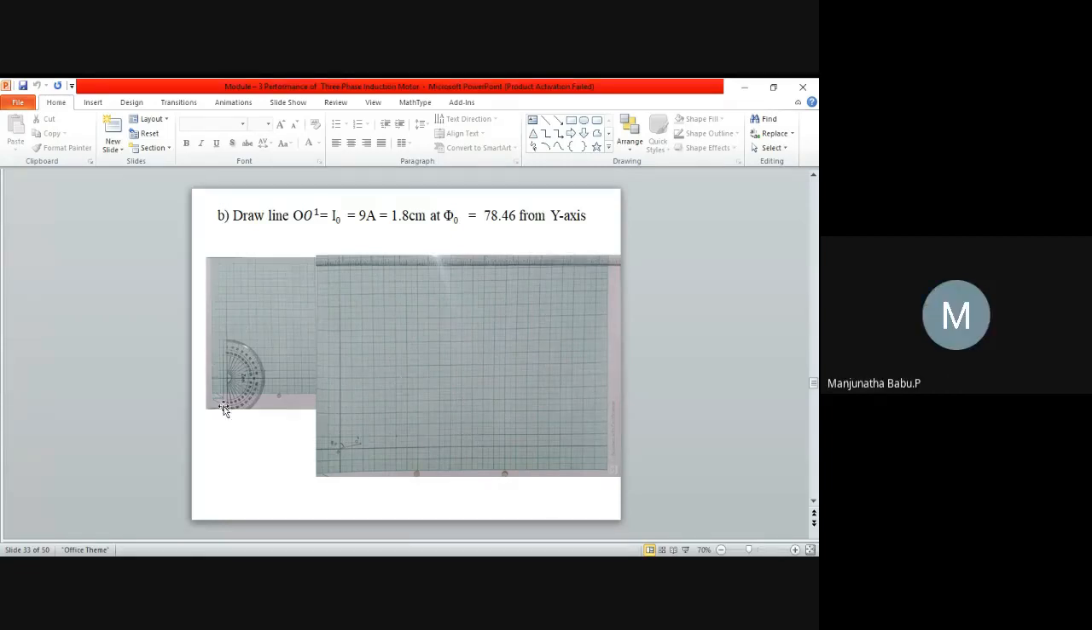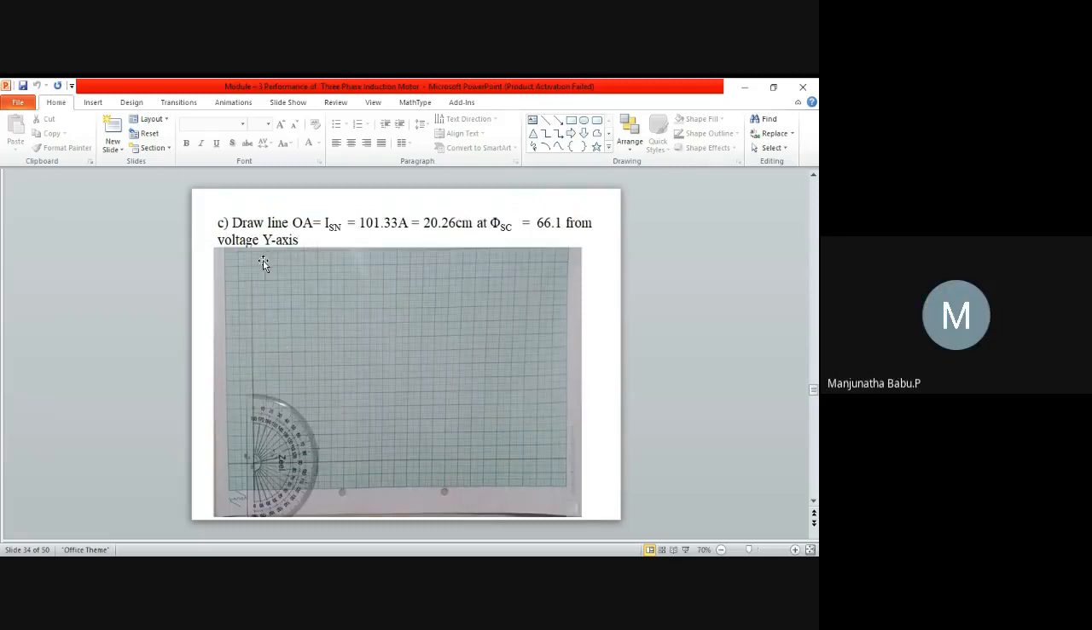So keep the protractor in this direction. Mark the angle as 78.48. According to that, from O as the origin, up to point O dash, that will be 1.8 centimeters. Completed? Yes, sir. Next.